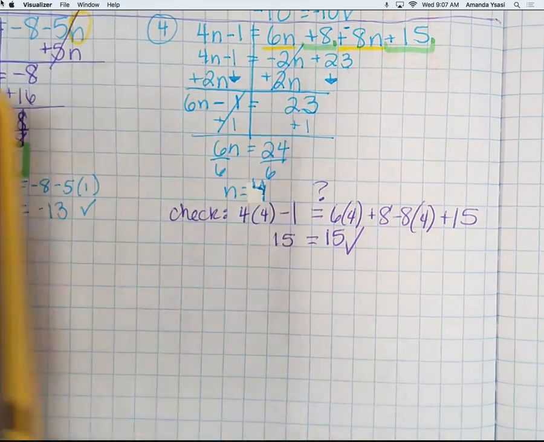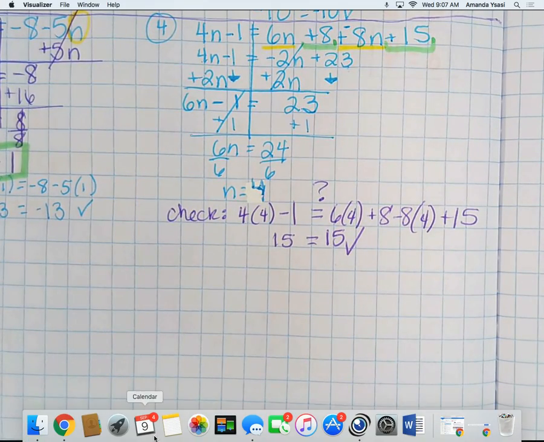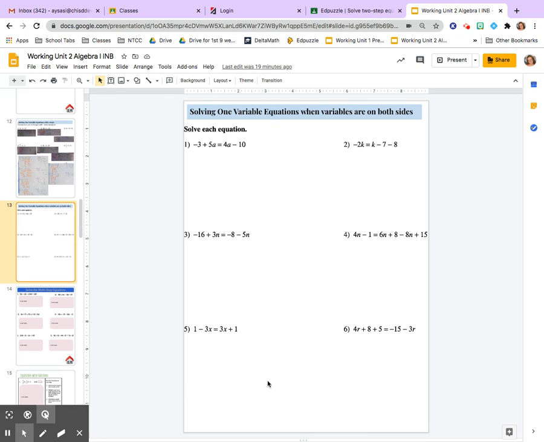Okay, so we have 2 more problems. Number 5. 1 minus 3x equals 3x plus 1. And then number 6 is 4r plus 8 plus 5 equals negative 15 minus 3r.